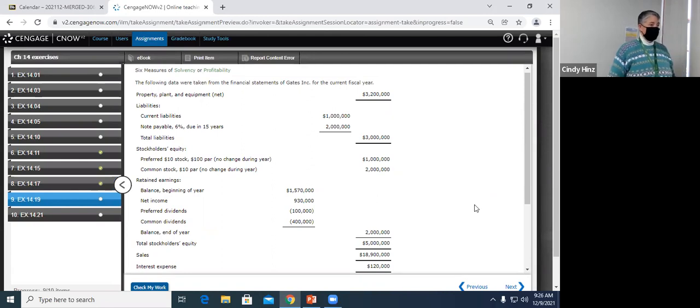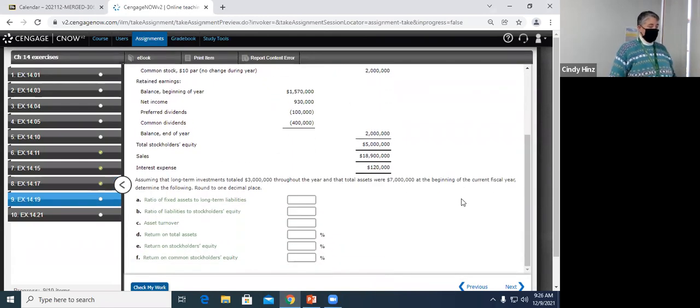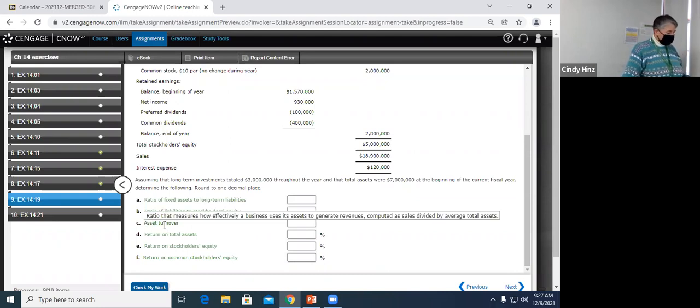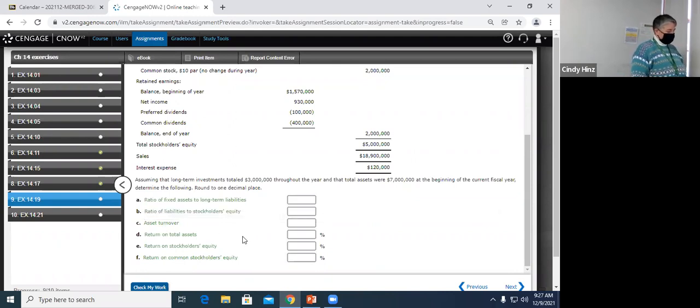Exercise 9, 6 measures of solvency or profitability. Now, I am going to skip most of these for now because we have about 18 minutes left in class. All of these we have already done with the exception of asset turnover. And so I'm going to skip to asset turnover for now. And we'll do asset turnover, and then we will go to exercise 10, and if time permits, we'll come back and I'll just have you work on these on your own at the end of class.